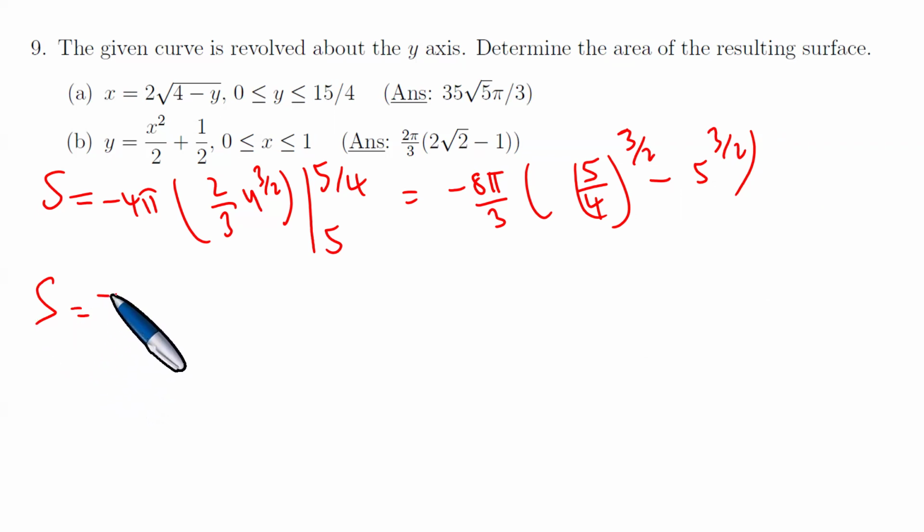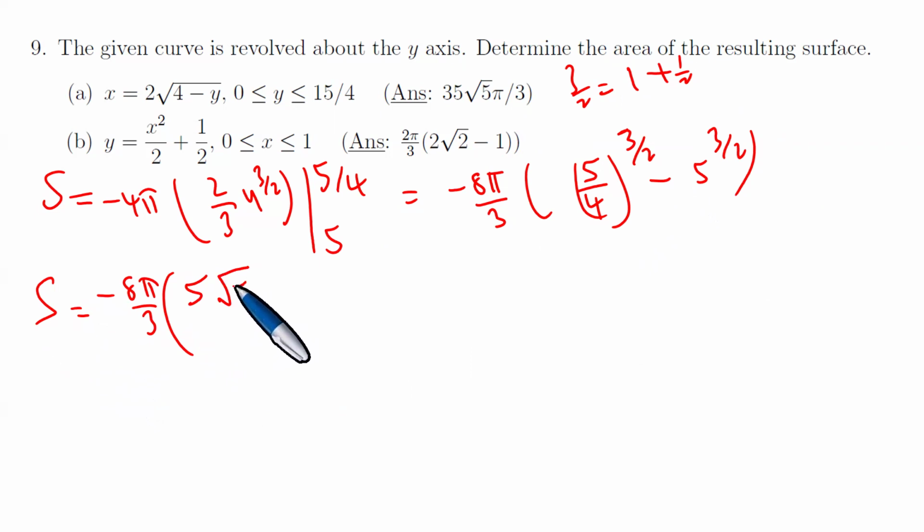So the area of the surface is minus 8 pi out of 3. And then you have the top. What is the top? The top is 5 to the power 3 out of 2. The 3 out of 2 comes in many instances in these questions. So the 3 out of 2 is 1.5, which means it's 5 to the power 1 and then 5 to the power half.